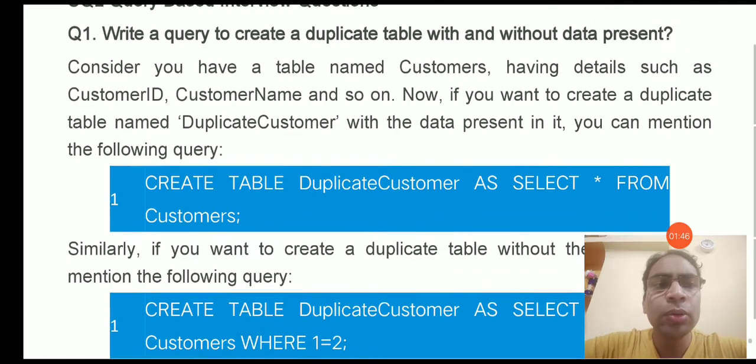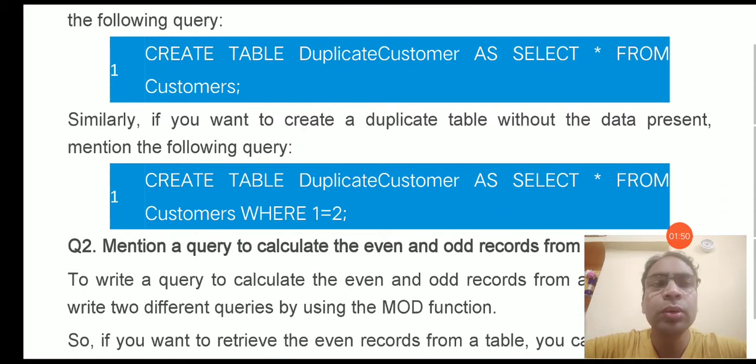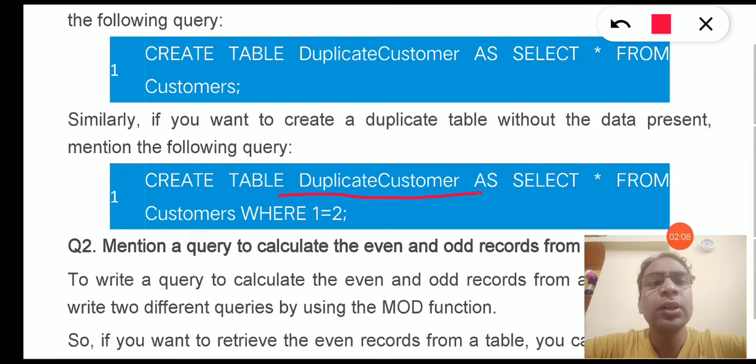Now, if you want to create the table only and you do not want to copy the data, you only want to create the structure of the table, then you will be writing create table, then the name of this duplicate table, it can be anything, as select asterisk from customers, where 1 is equal to 2.